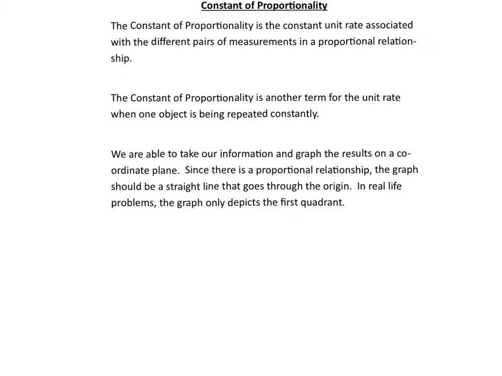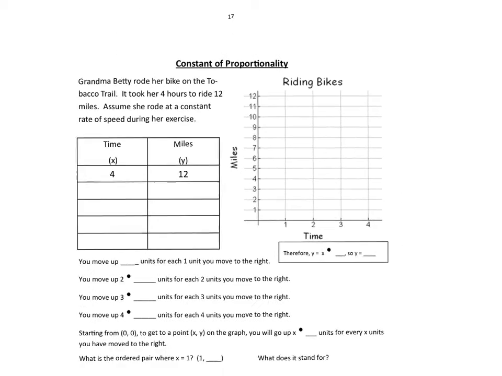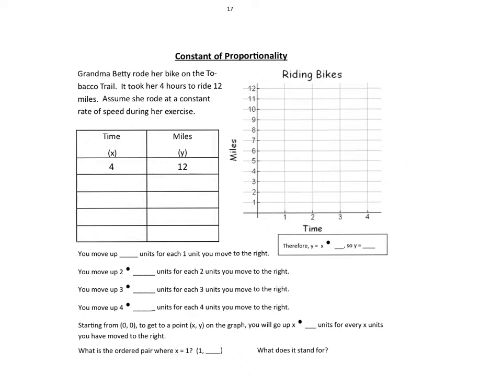Now, we can take this information and go to a graph on a coordinate plane. You will be taking this information to a graph when you get into what's called slope. But for right now, we can take this information and graph the results in a coordinate plane. And here's the important part. Since it is a proportional relationship, it should be a straight line that goes through the origin. And now, because you're dealing with a lot of times real life problems, we're only going to be dealing with the first quadrant, because we want it to all be positive. You don't get negative distances or negative speed or negative amounts when dealing with real world problems.